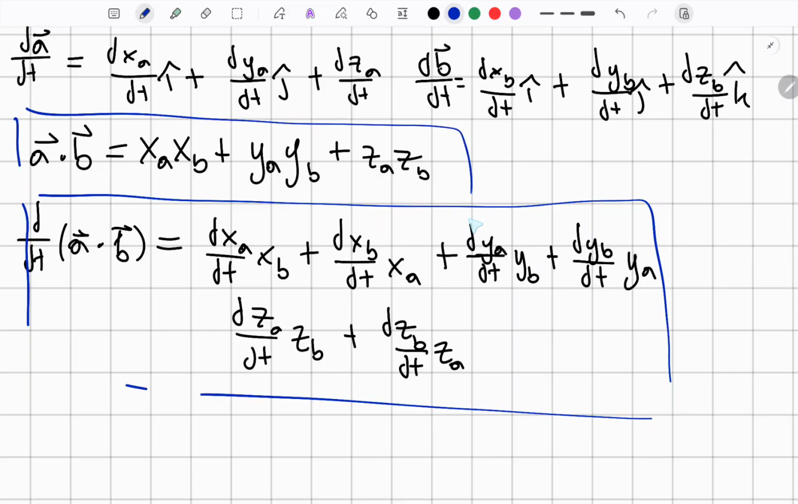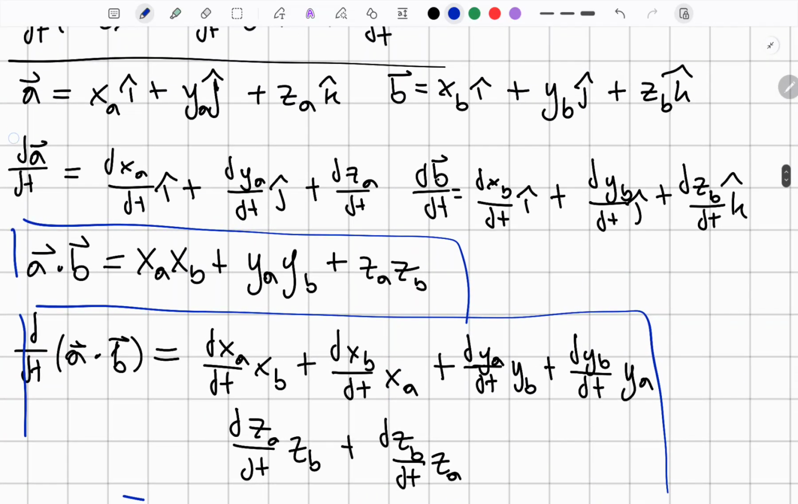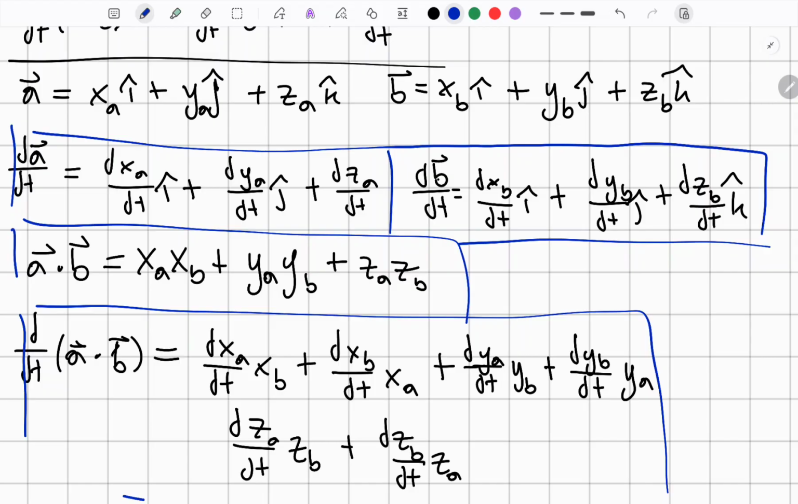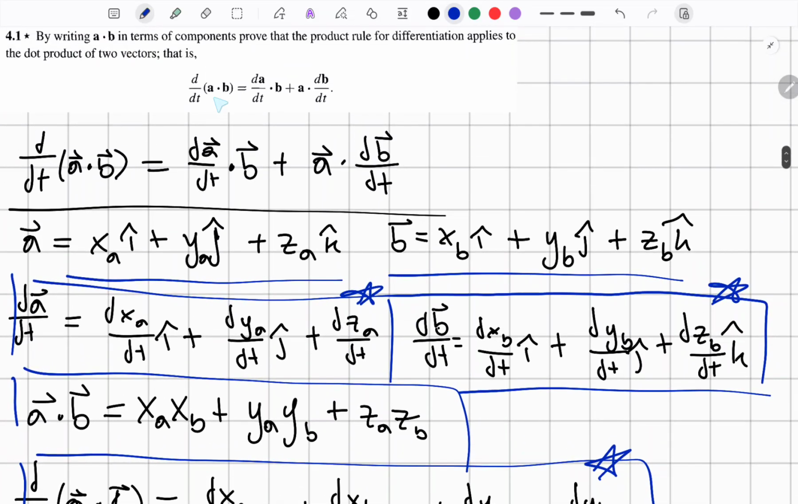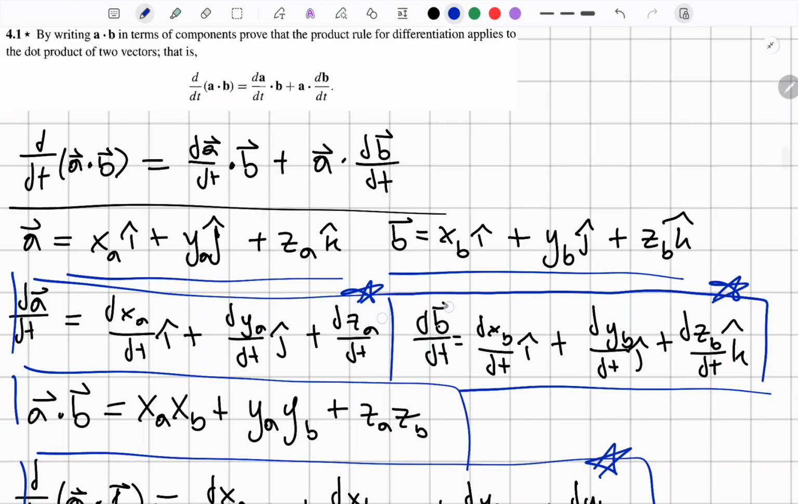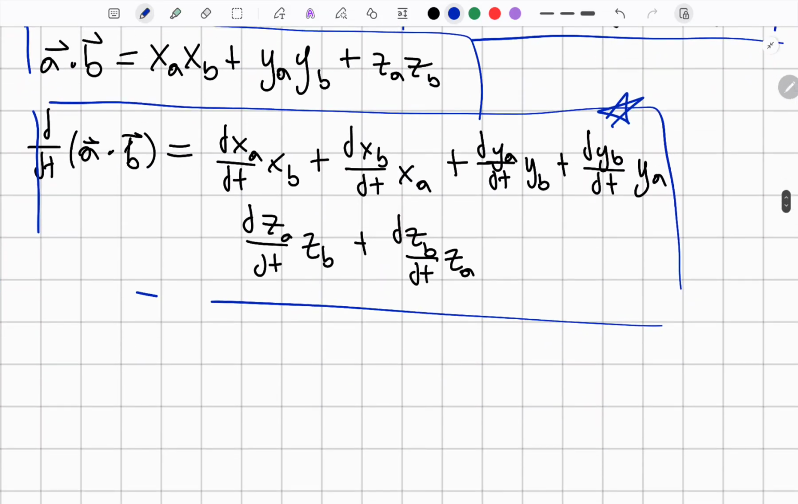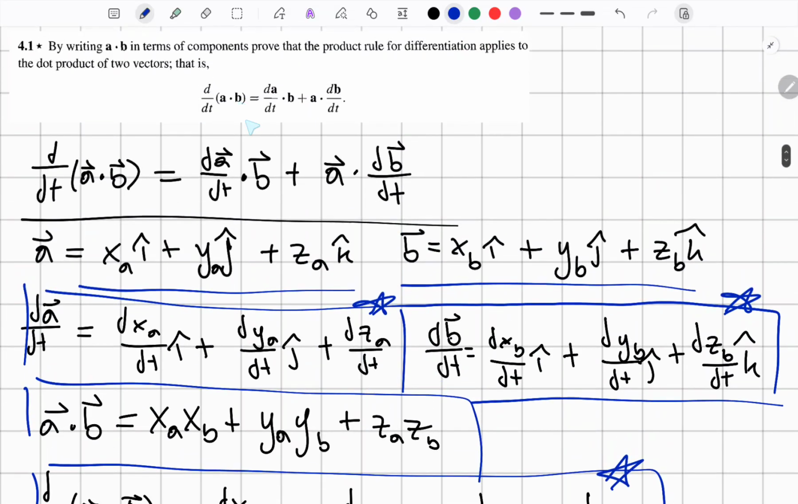So now we have a few things that we found, and we are able to put them all together. These are some of the things that we found that are going to be useful to us. And we also need to know our vectors here. So once again, it's stated up here that the derivative of the dot product is going to be equal to the derivative of A with respect to time dotted with the B vector.